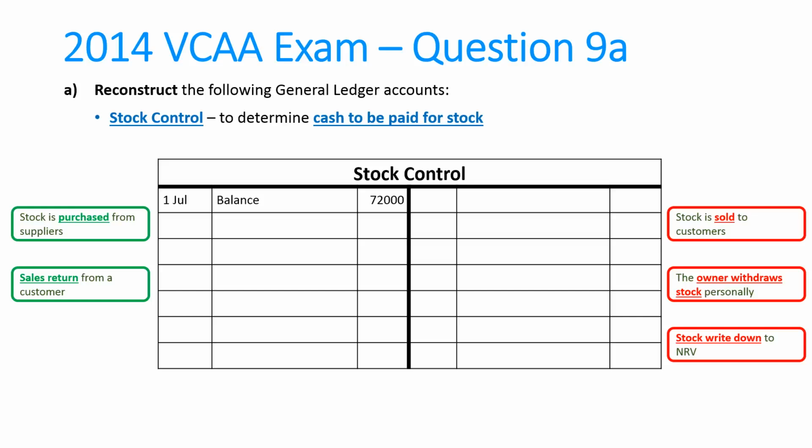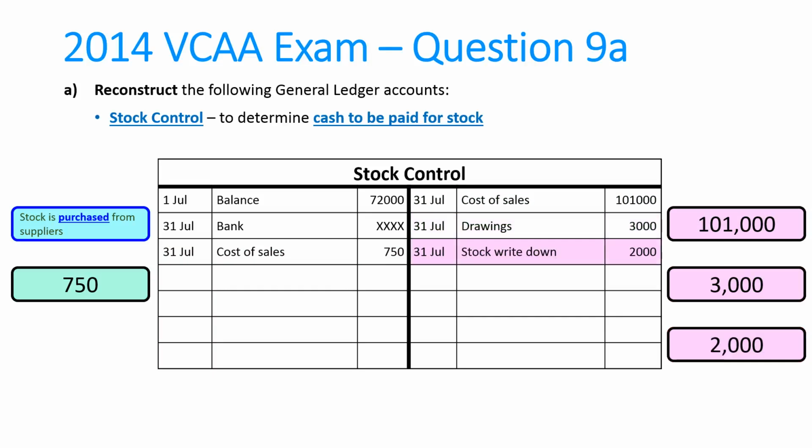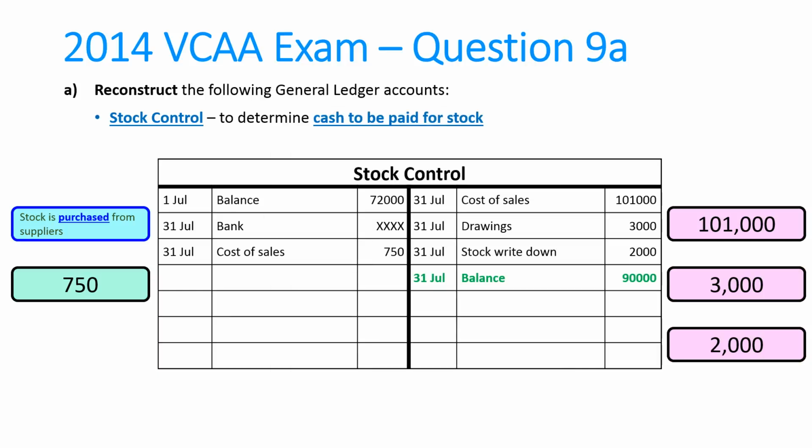I'm going to recreate stock control. So the first thing we've got to remember is that the stock purchase from suppliers, I just won't know it. All stock is bought on cash, so therefore I know the full amount is going to be the X figure. Cost of sales for the sales return was 750. On this side here, the cost of sales of 101,000. Drawings of 3,000, stock write-down of 2,000, and what I need to finish this is the expected balance at the end of the budgeted period. And I'm going to go and get that from the stock control figure in the balance sheet, which is 90,000. So I'll put that in there, carry it down.